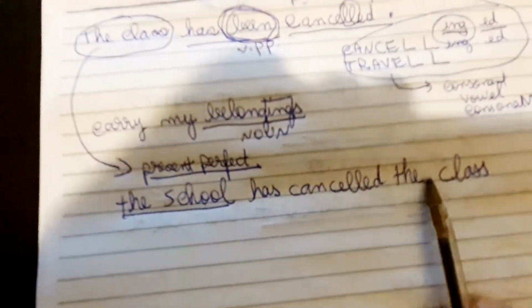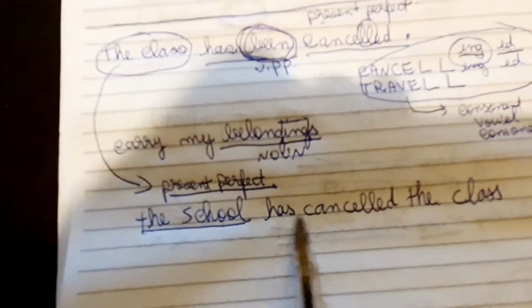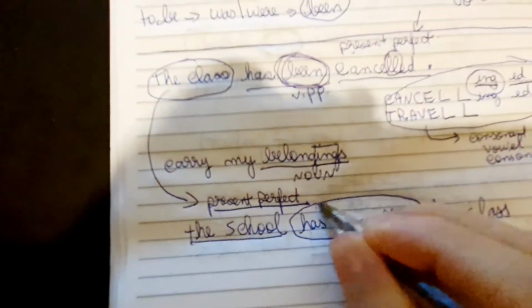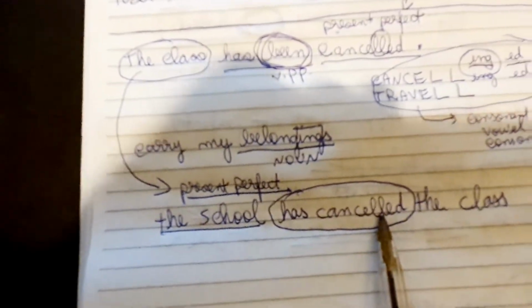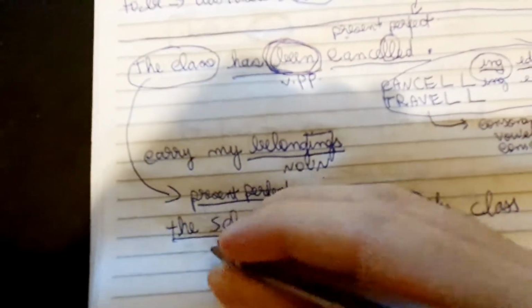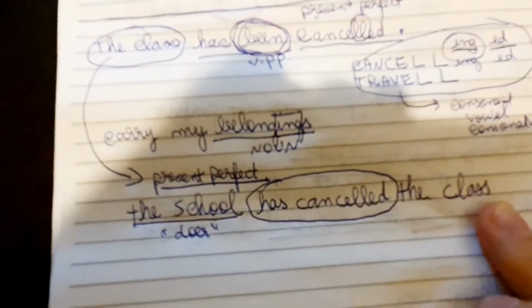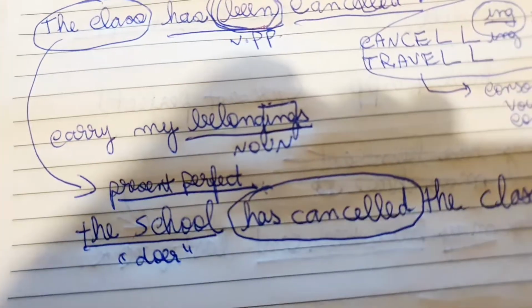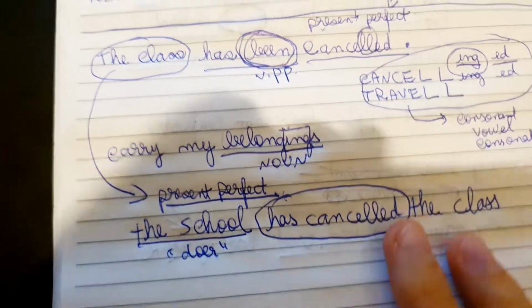Why is this the active voice and not passive voice? First of all, you don't have the verb to be together with this verb tense. This is a simple present perfect tense, which is have plus a verb in the past participle. The subject is the doer of the action, right? It's the doer of the action, and the class is the object of the sentence, who suffers, between quotations, the action, right? So you see, it's easy.